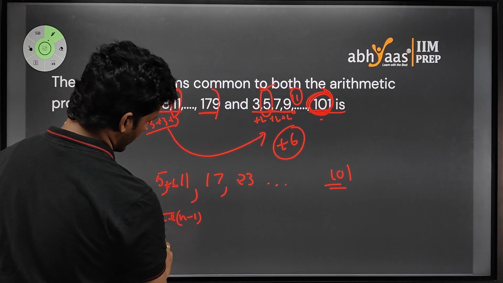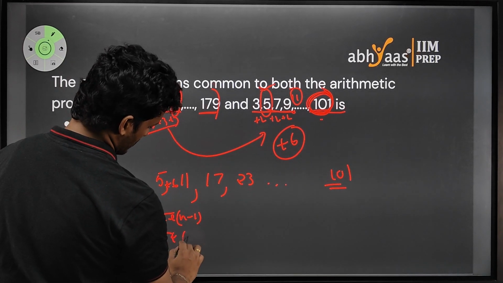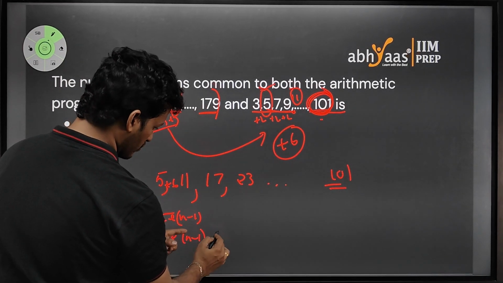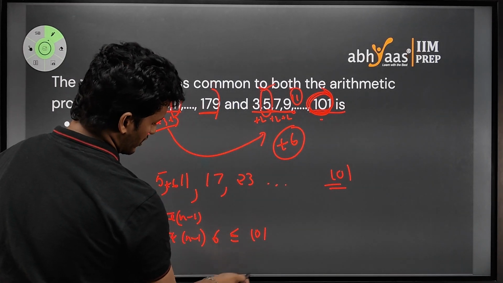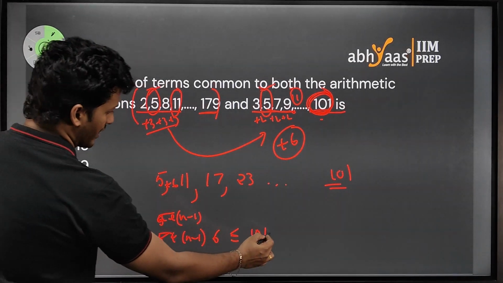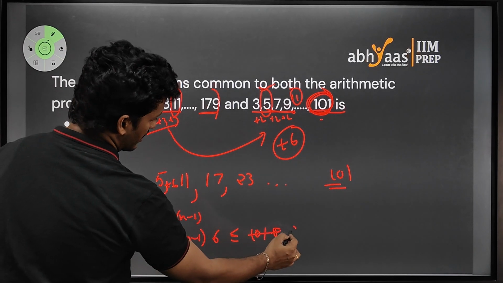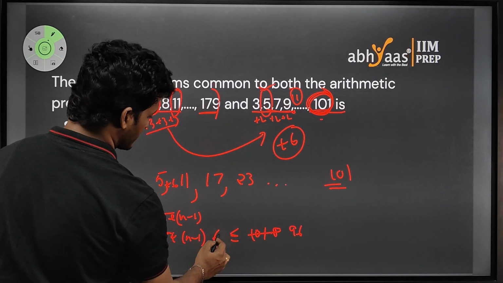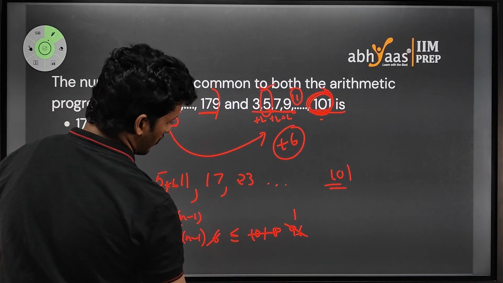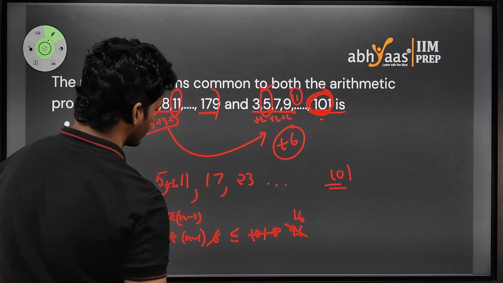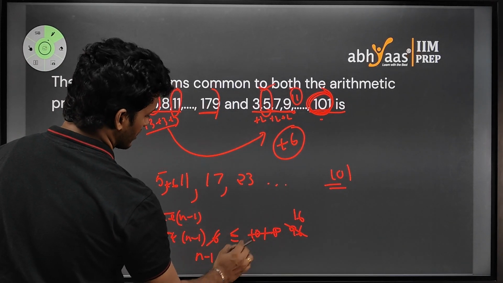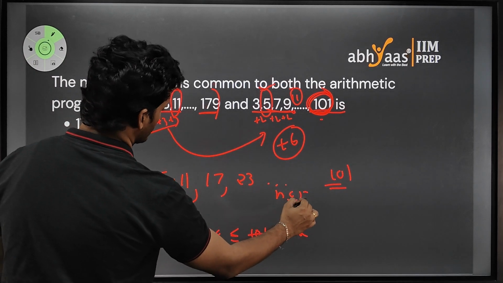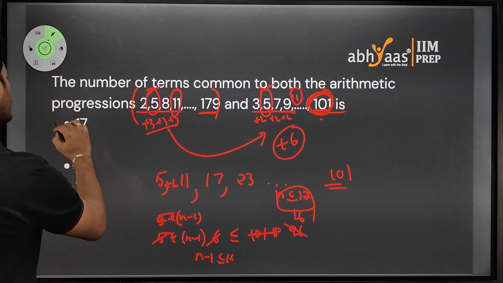5 plus (n minus 1) into d, so (n minus 1) into 6 should be equal to or less than 101. If I subtract 5, it will be 96. 96 divided by 6 is 16. So n minus 1 is less than or equal to 16, which means n would be less than or equal to 17. So 17 would be the maximum term.